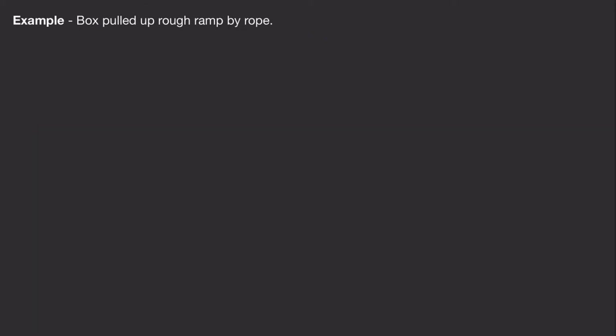Okay, in the next example, we have a box pulled up a rough ramp by a rope. So I'm going to draw my ramp in the other direction so we get used to seeing it the other way. I'm going to draw some dashes to indicate this is a rough ramp. There's going to be friction. So there's a box and it is being pulled up by a rope, so that's a tension force.